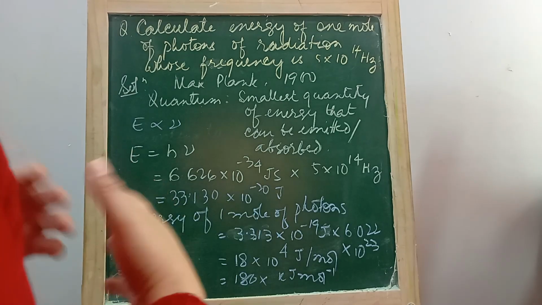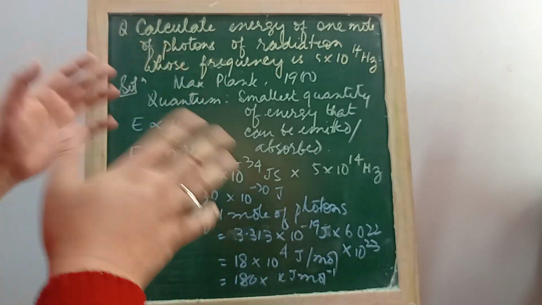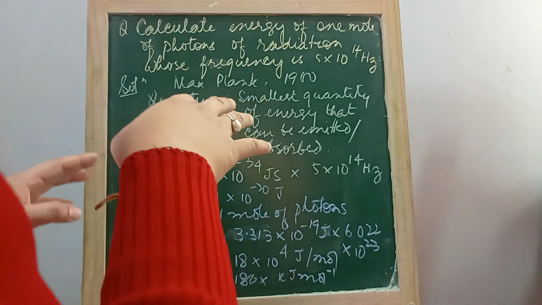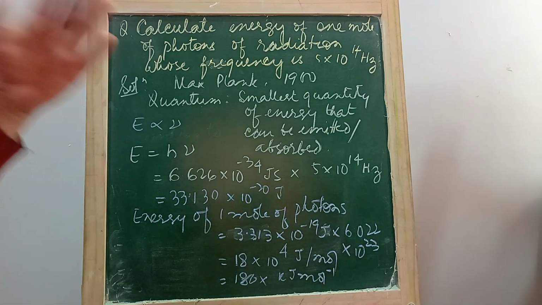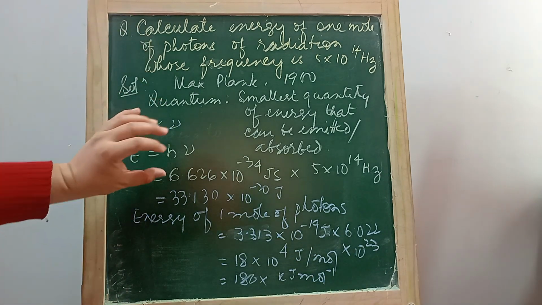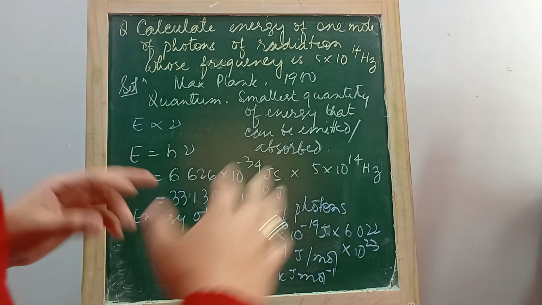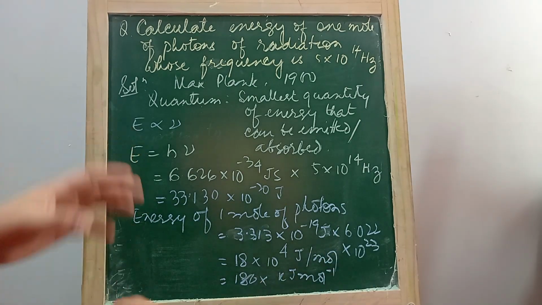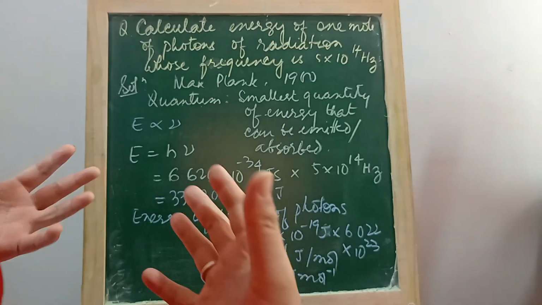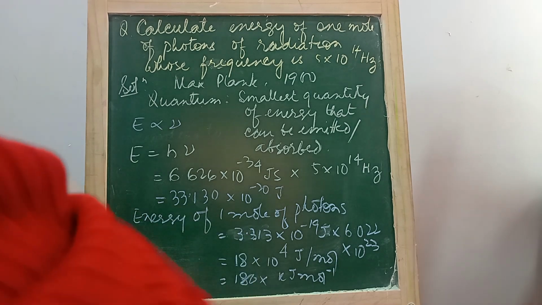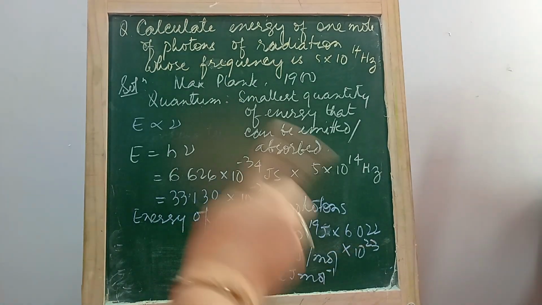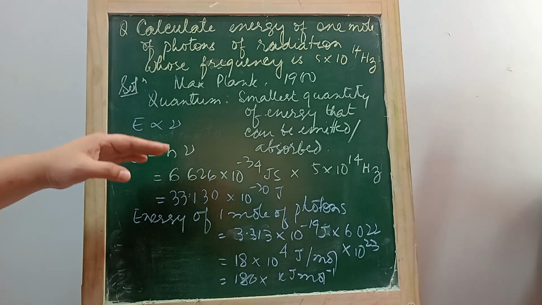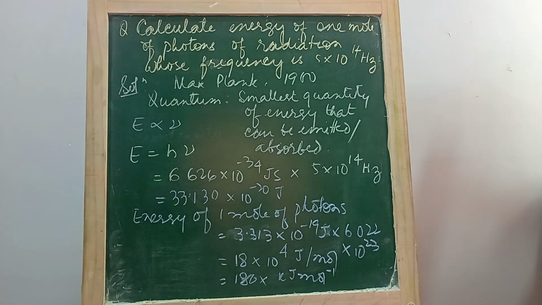And energy from any body which radiates electromagnetic radiation should be an integral multiple of this value of one photon. It cannot have any other value. That means the energy released from a black body, or when charged particles are accelerated, should be in multiples of this value of one photon.